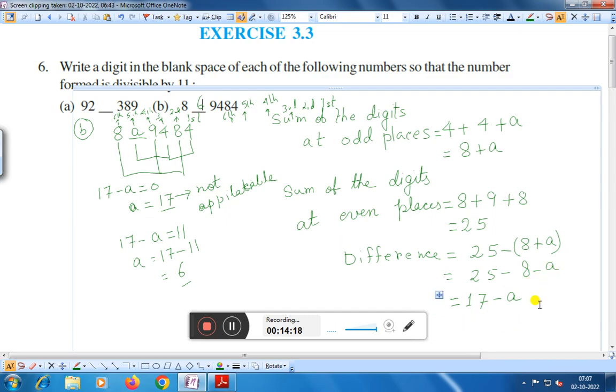that is 17 minus a. We know the difference should be either 0 or a multiple of 11. Here if the difference is 0, that is 17 minus a is equal to 0, then a is equal to 17. But here we got a two digit number, but this is not possible in this case. Therefore, 17 minus a is equal to 11, then a is equal to 17 minus 11, that is 6, right? If we take a multiple of 11, that is 22, again we are getting a two digit number. Therefore, that is also not possible. Therefore, the exact number is 6. This is the solution of question number B.